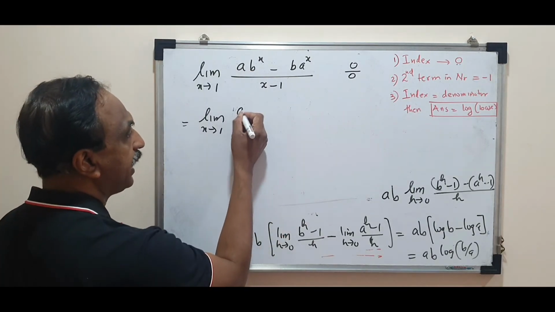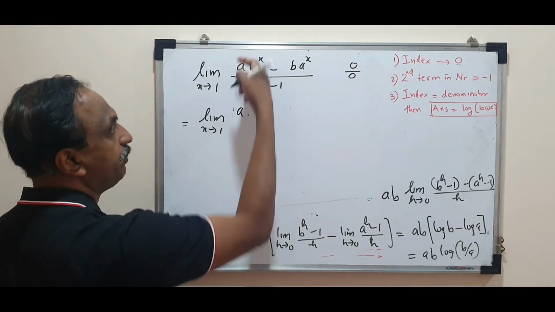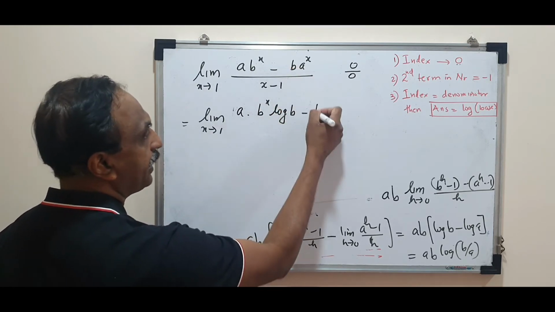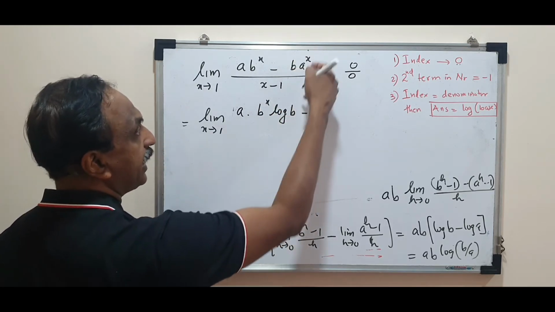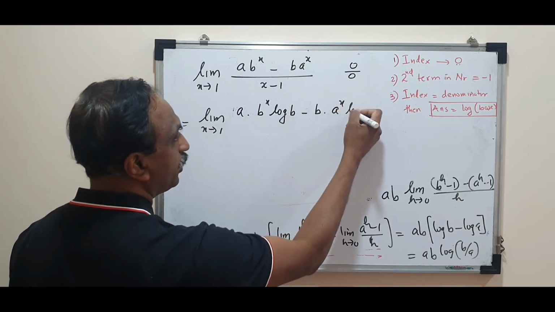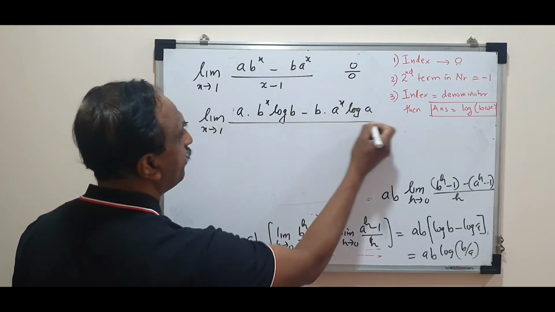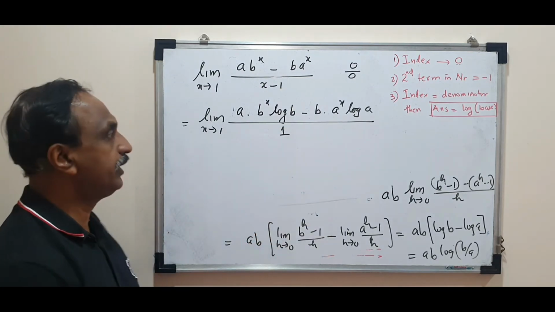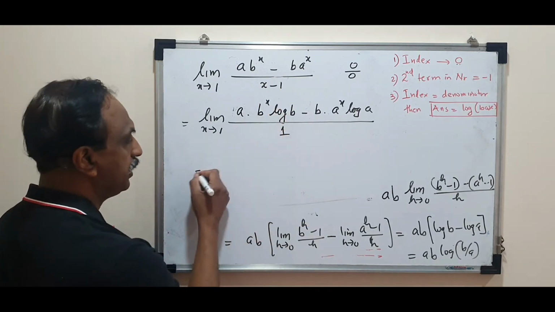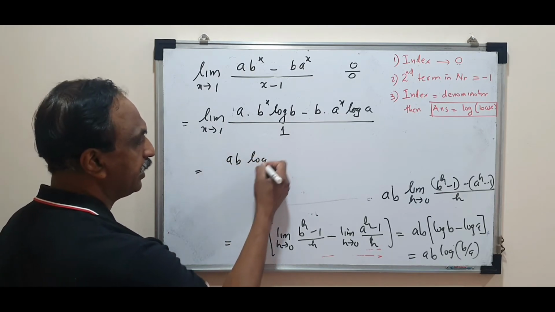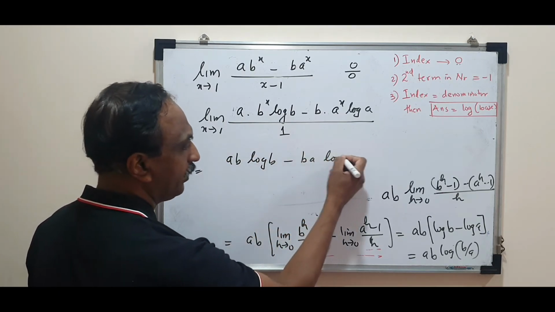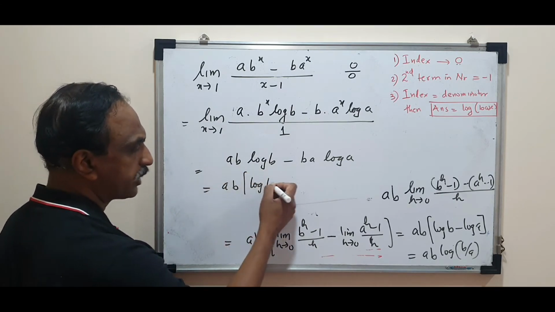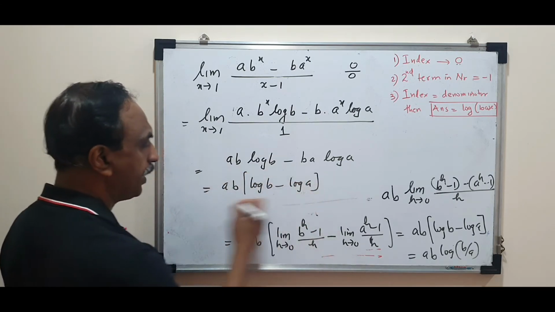When I differentiate, A is a constant. Derivative of b raised to x is b raised to x log b, and b remains as it is. Differentiate a raised to x into log a, divided by the derivative of x minus 1, that is 1. Now replace x by 1, so ab log b minus ba log a. What is common? ab is common, so log b minus log a, and we come to log b by a.